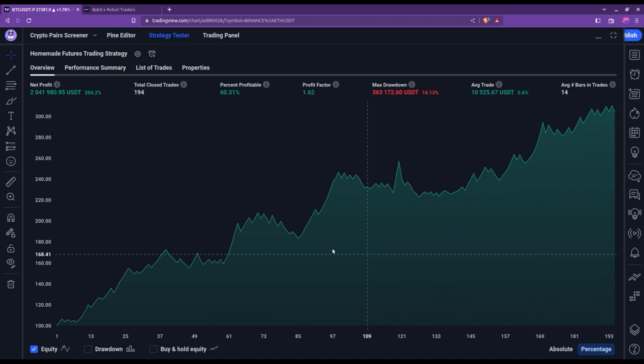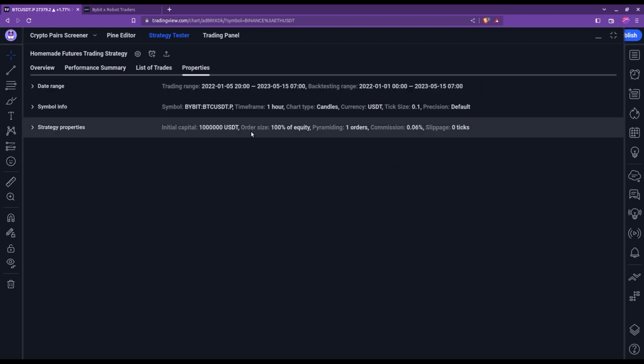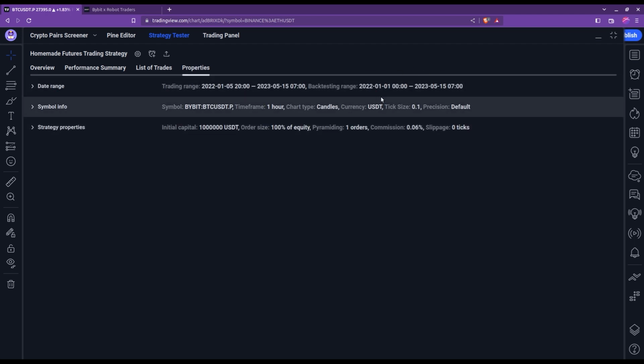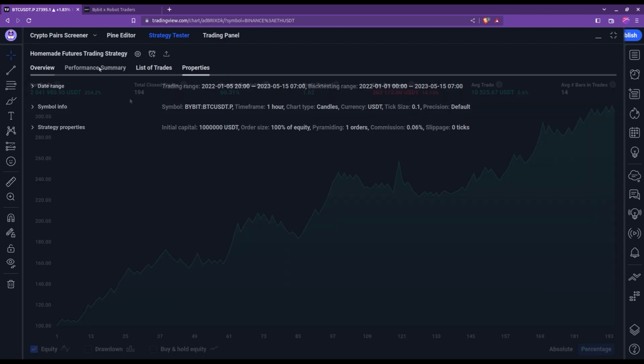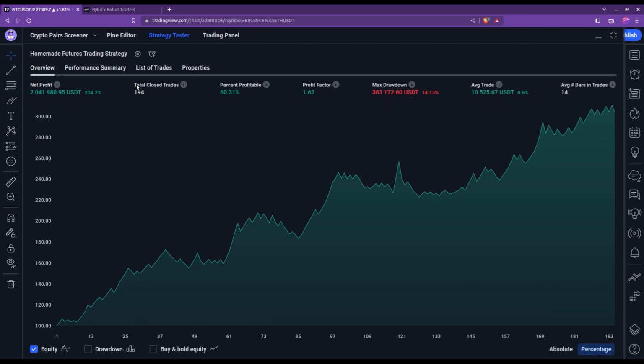Let me make that a bit bigger. And the first thing to notice is this nice, healthy, growing curve, which in total gave 204% profits and almost 200 trades. This backtest range is the standard one. It's the one you get when you do a backtest on a 1-hour time chart, so up to the beginning of the previous year. This means that this trading strategy on average places a trade every other day.